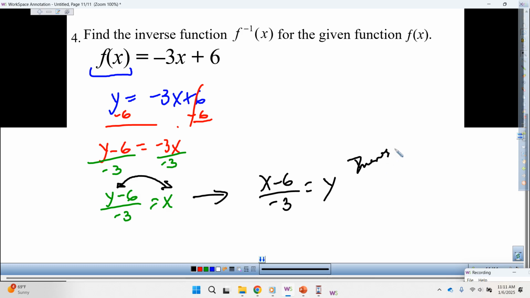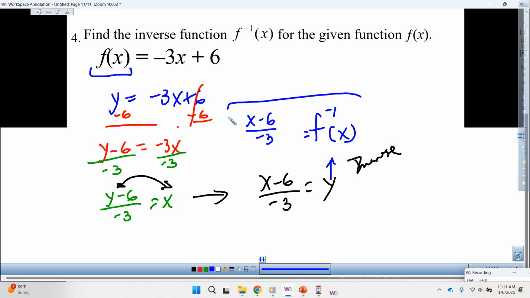However, we need to write it in what? Function notation, yeah? So this is f inverse of x, and we got x minus 6 over negative 3. Cake, yes? Yeah, these are coming back with a vengeance, so I'm just giving you a heads up. All right. We good? Yeah? Some of you are like, oh, cute. It's Monday. I know, right? Bring on the math. Let's go.